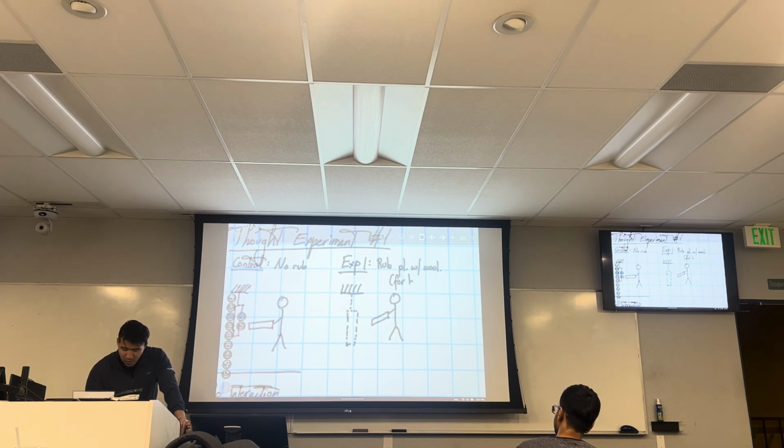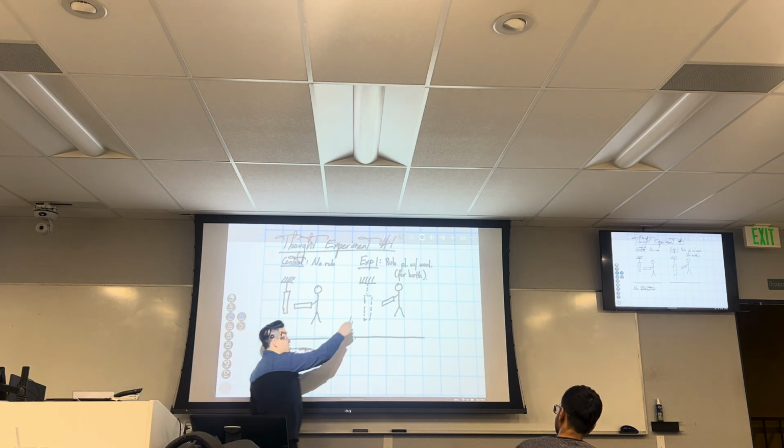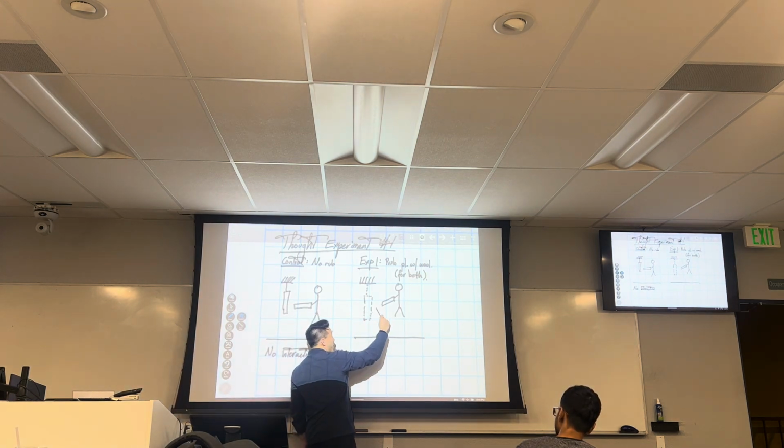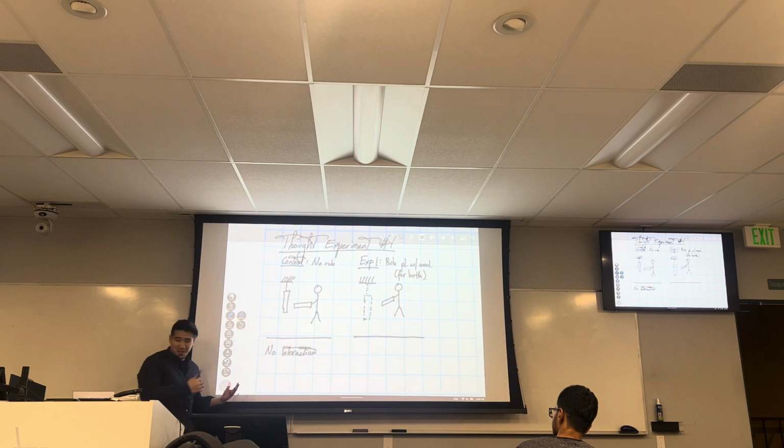So let's say for both. Now let's gauge your guys' intuition. This rod, do you think it will be attracted to this rod? Do you think it will be repelled by this rod? Or there's going to be no interaction?